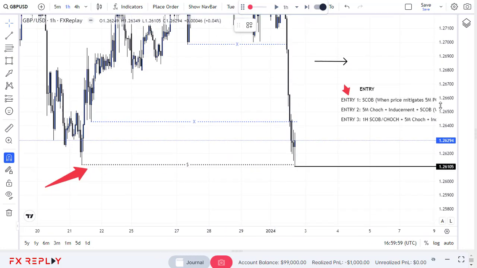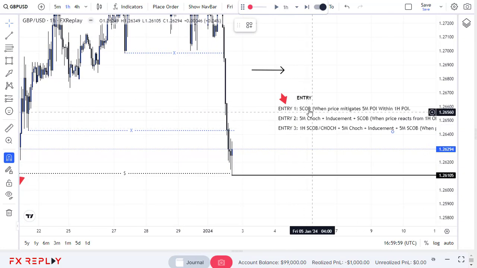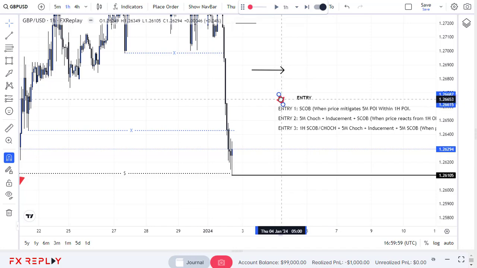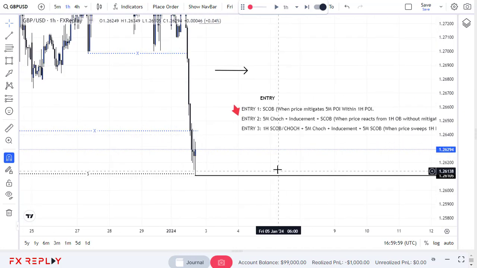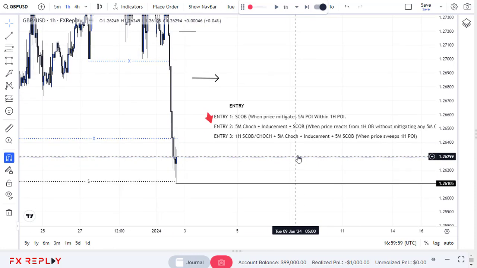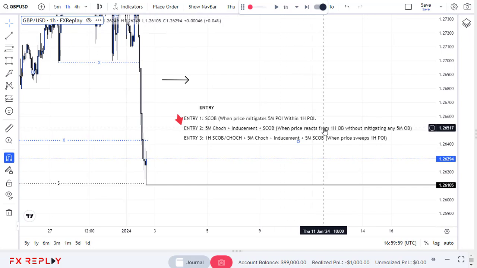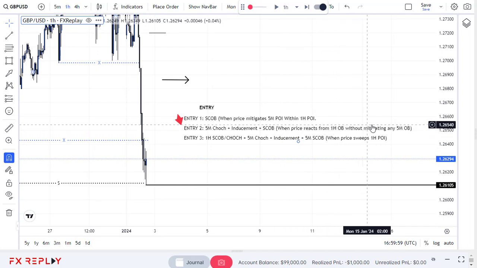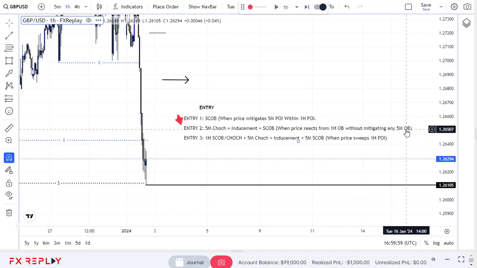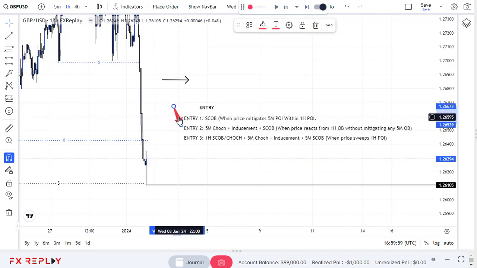Now, I'm still interested in taking buys from this point, so let's look at the next entry. This was the first entry, single candle order block on my 1 hour POI. The second entry says I should look for 5 minutes chalk plus inducement plus single candle order block, but the criteria is when price reacts from 1 hour order block without mitigating any 5 minutes order block. So this is not an option because price definitely mitigated our 5 minutes order block.